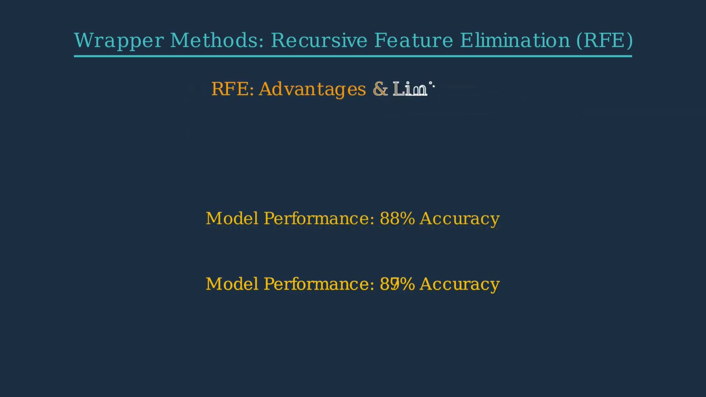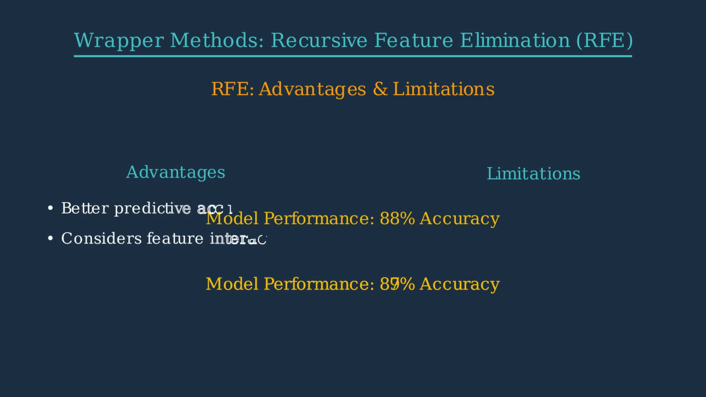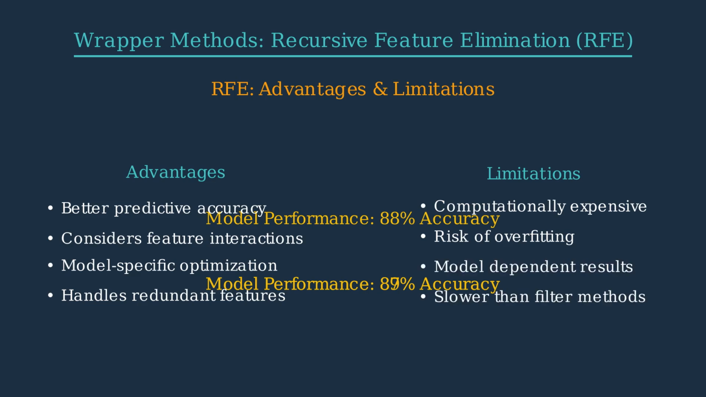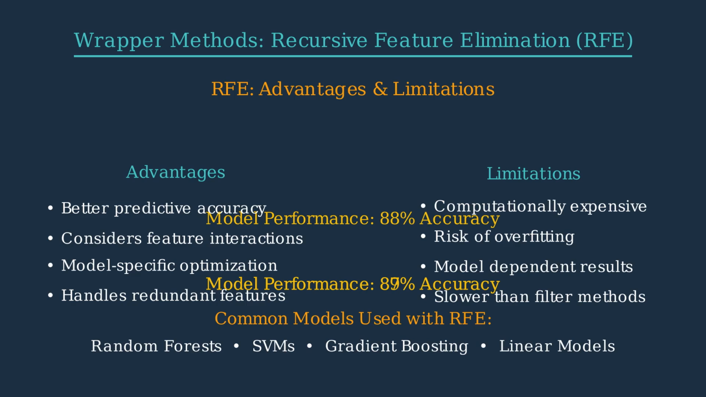Let's review the advantages and limitations of recursive feature elimination. RFE provides better predictive accuracy than filter methods because it considers feature interactions and optimizes for your specific model. However, RFE is computationally expensive, especially with large feature sets. It also carries a risk of overfitting and produces model-dependent results. RFE works well with many model types, including random forests, SVMs, gradient boosting, and linear models, any algorithm that can provide feature importance scores.